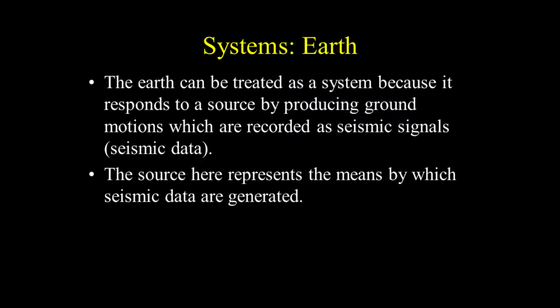The Earth can be treated as a system because it responds to a source by producing ground motions which are recorded as seismic signals. The source here represents the means by which seismic data are generated.